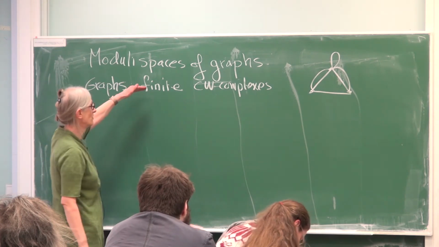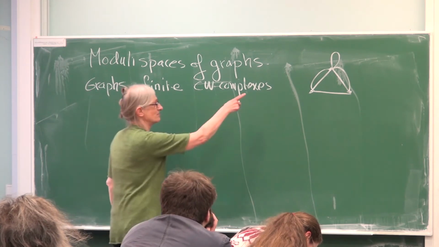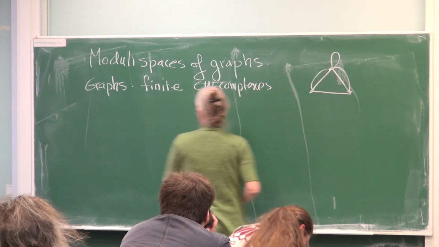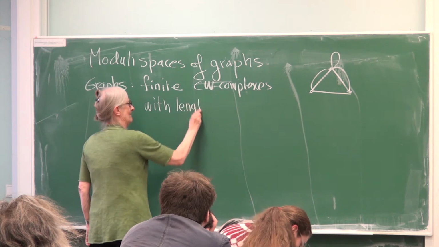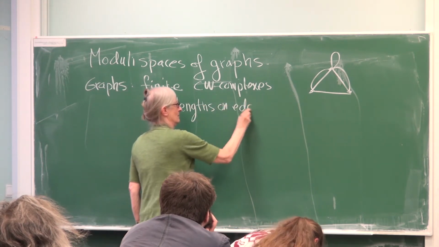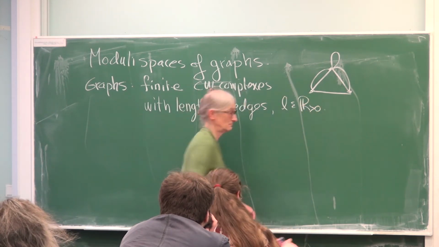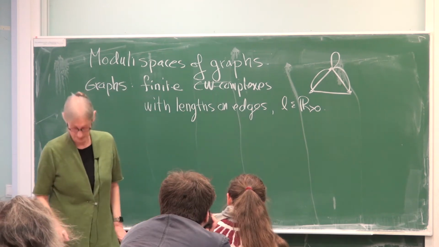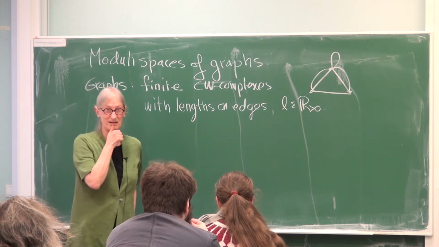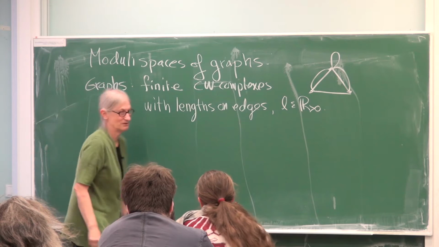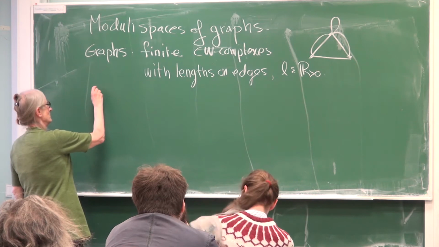In addition, for part of the talk, my graphs will have lengths on the edges. I'm going to put positive real numbers on the edges, so the lengths are in the positive reals. I can also think of these graphs as metric spaces. Such graphs show up all over math and science. I'm going to give a couple of relevant examples. So these model things.